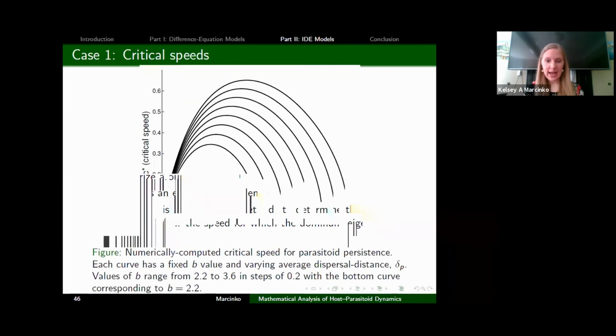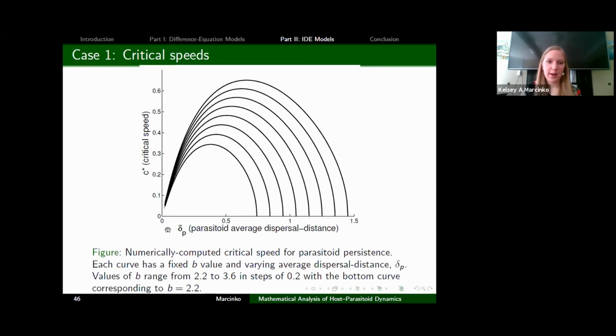With that setup, I can look at the critical speed and how that changes depending on what biological parameters we use. And so in this particular figure, I'm showing critical speed as we look at changing parasitoid average dispersal distance, and also looking at that clutch size parameter. Each of these curves is a different value of B, different clutch size parameter value. We see that as clutch size increases, the critical speed increases.